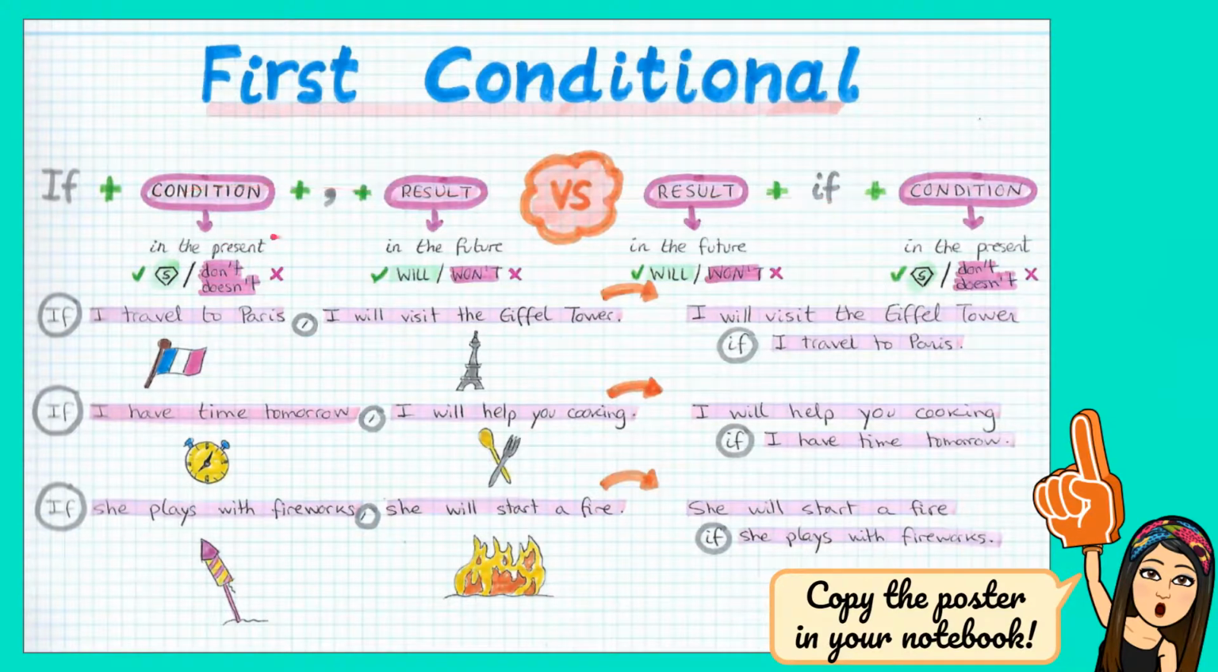Remember, important, the condition is in the present. So remember that with the superheroes, we use the S, and to make it negative, we use don't or doesn't. For the future result, we use will or won't, okay? And these are the same examples that I explained to you.